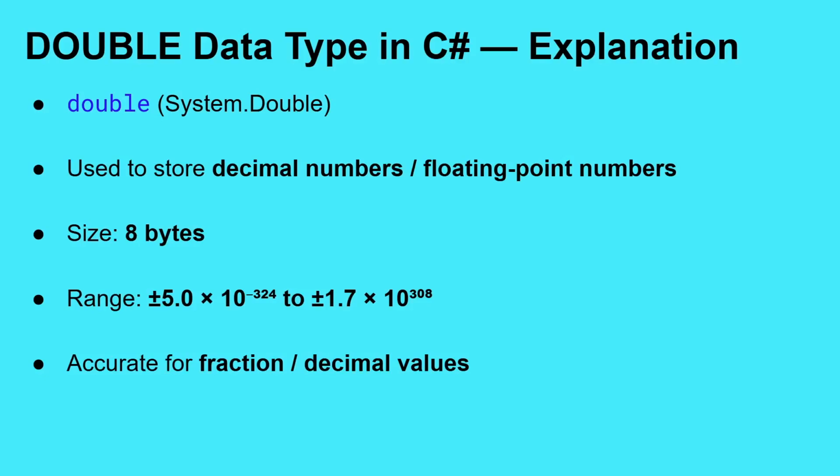Today we are going to learn about double data type in C Sharp. A double keyword is used to store decimal numbers, floating point numbers. Size is 8 bytes. Now let's dive into the code.